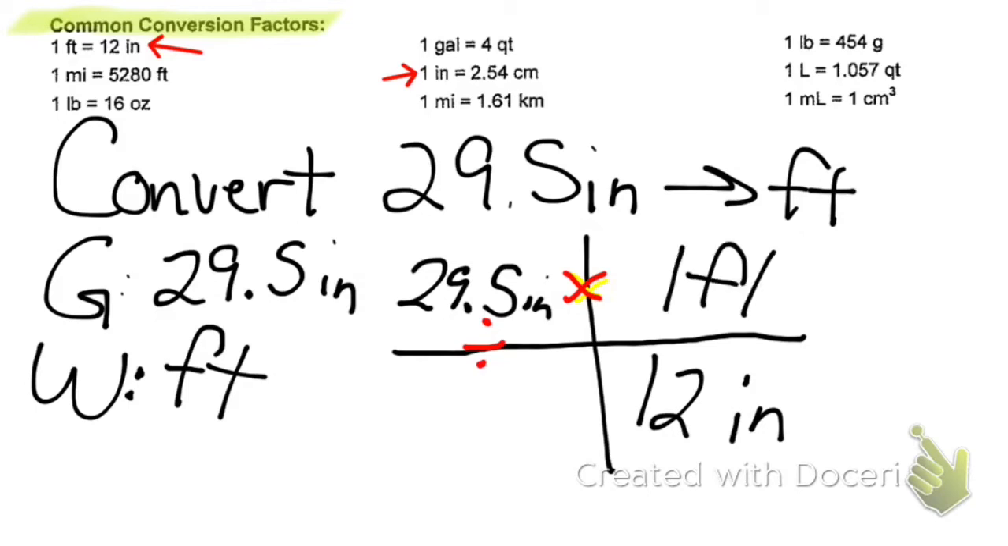Kind of like what we were talking about, we can flip it around. All right, so now we have inches on top and inches on bottom, so we can cancel the inches out. Don't touch the numbers, just the symbol we can cross out.